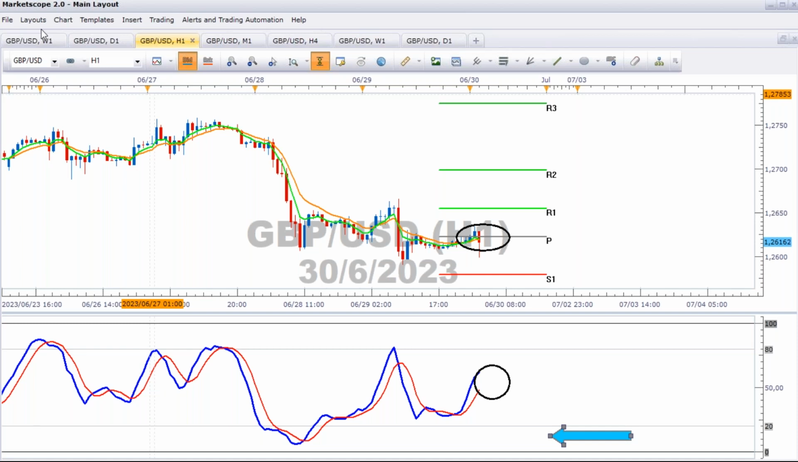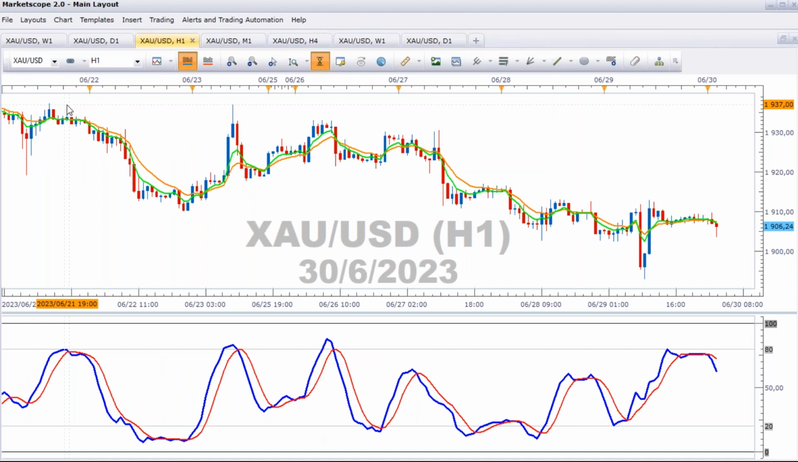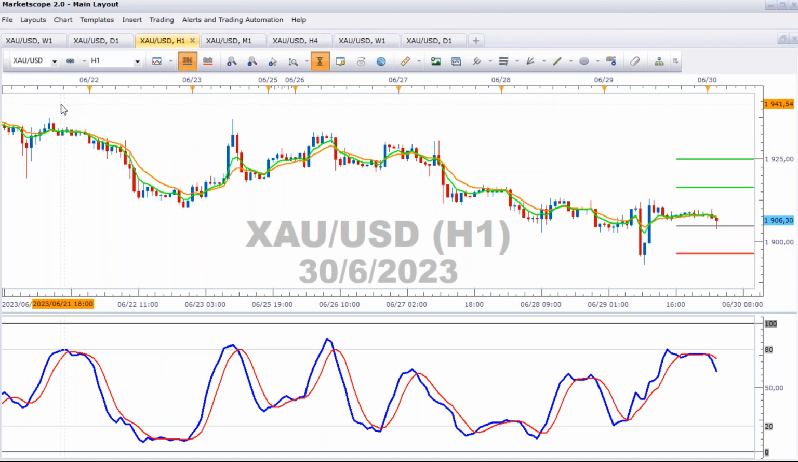Another one I want to take a look at, I want to take a look at another two charts. I want to take a look at gold, and then I want to take a look at DAX. So let's just bring up gold and see what's happening with the precious metal. Okay, just give a moment for the gold chart to load.